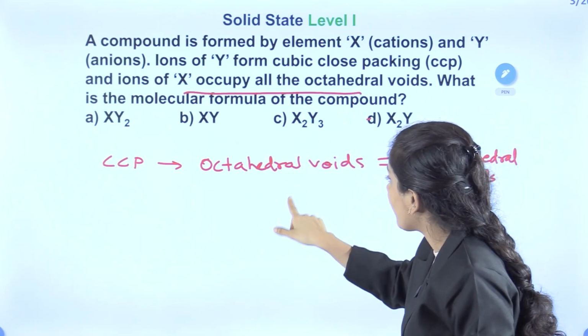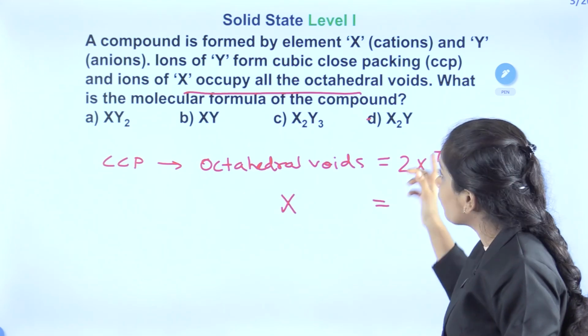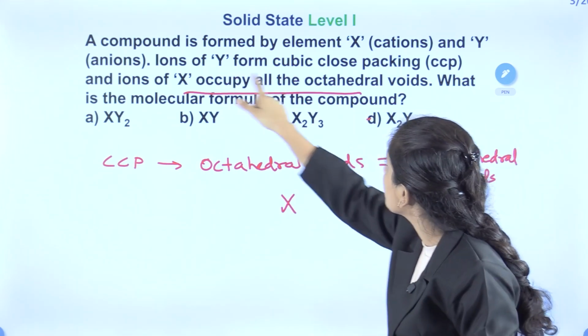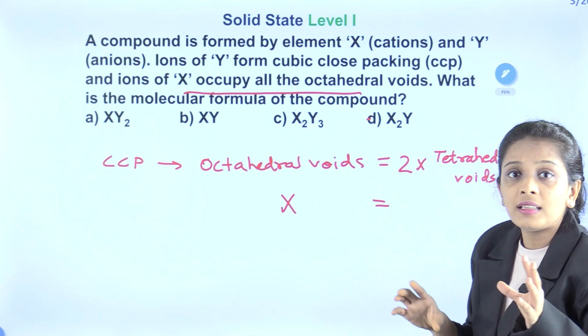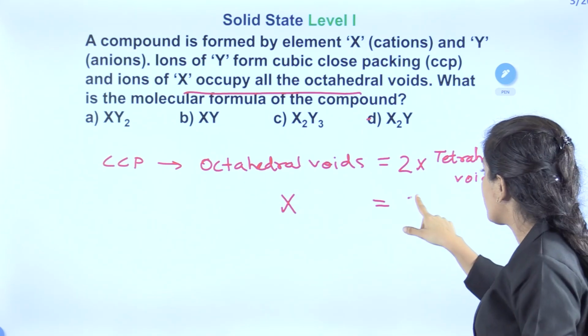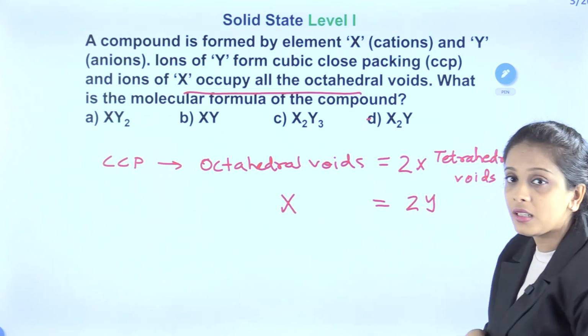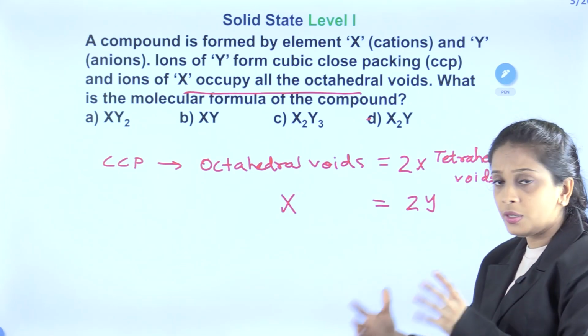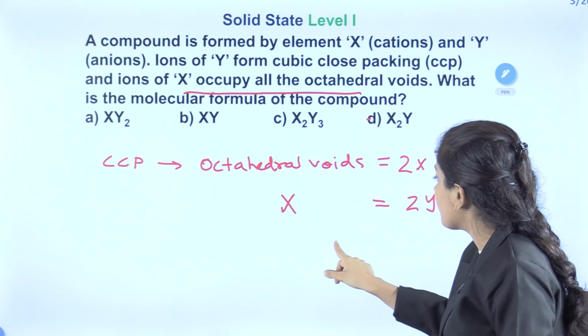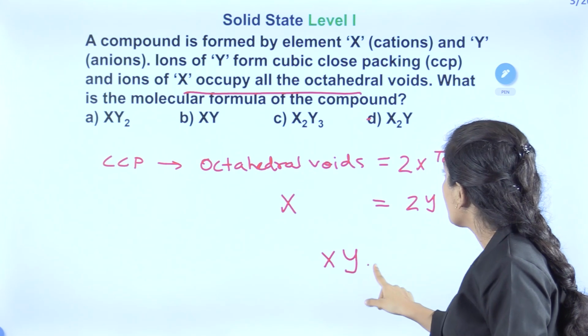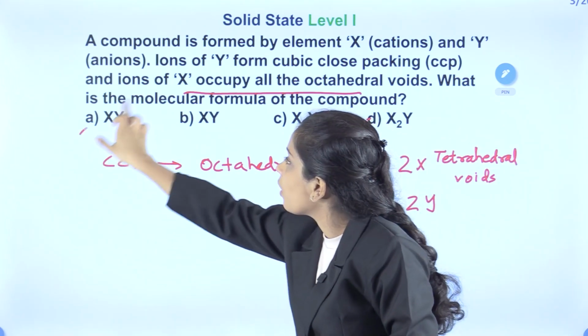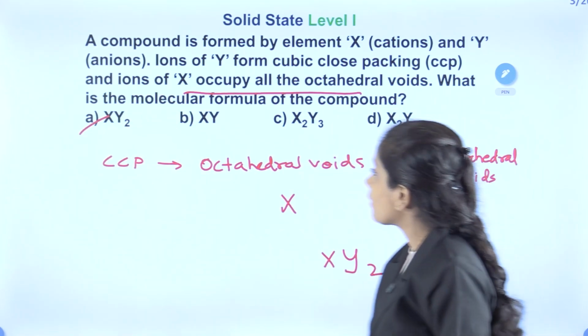So for octahedral, if I have X, then can I say Y is occupying the cubic close packing, that is tetrahedral void. So can I say it's 2 times Y that I will need, an obvious relationship of 2. So the formula that I am going to get would be XY2, which is option number A. Am I clear with this?